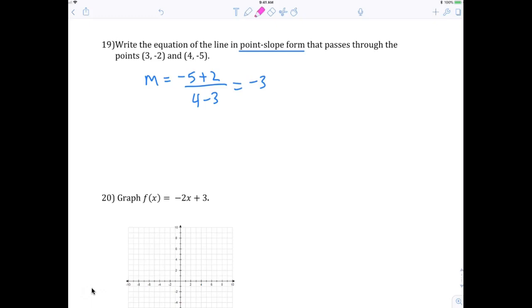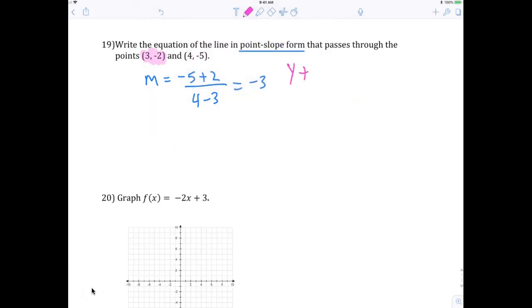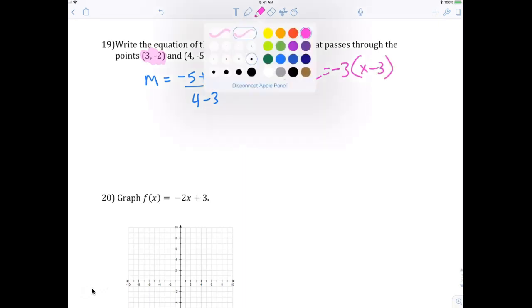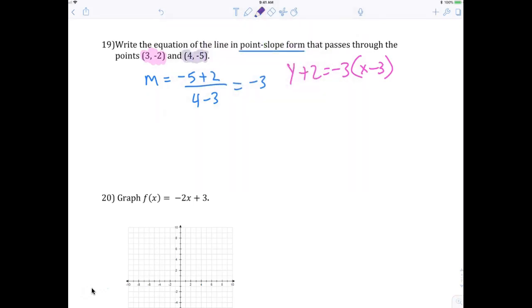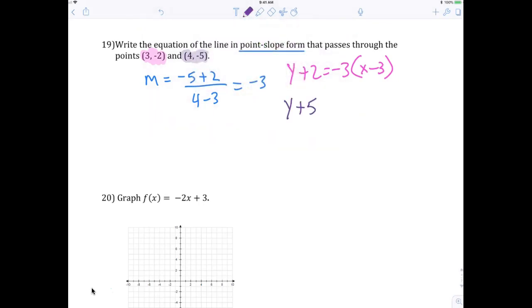Now, again, the first point. If I chose the first point, the answer would be y plus 2 equals negative 3 times x minus 3. If I chose the second point, all right, the answer would be y plus 5 equals negative 3 times x minus 4. Is everybody happy with that? Any questions or concerns? So far, so good?